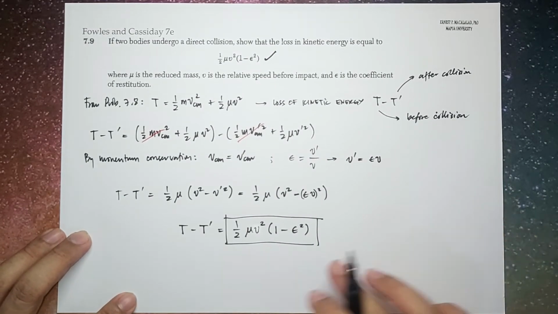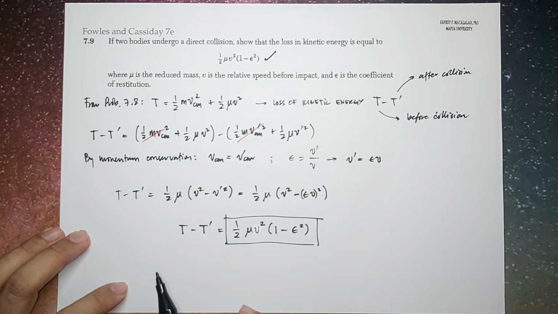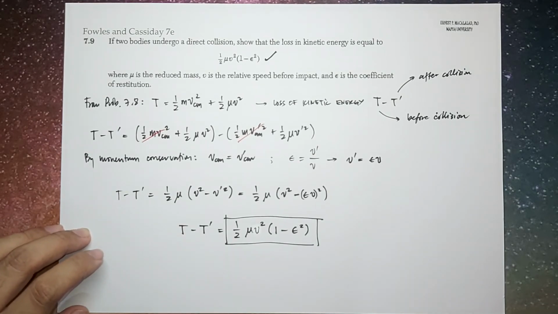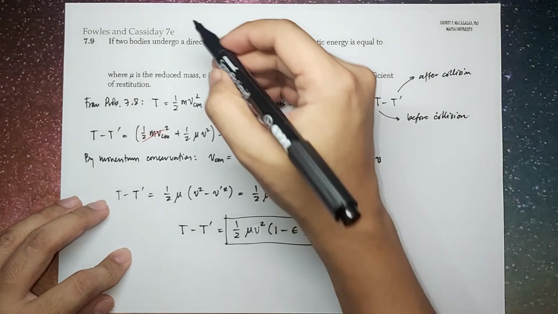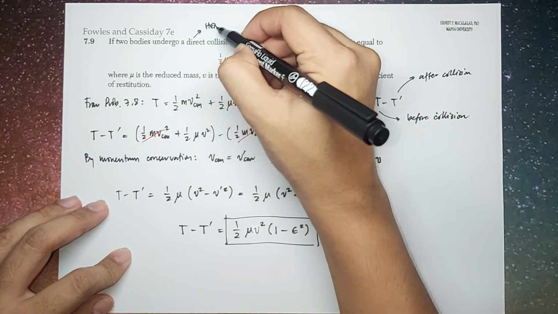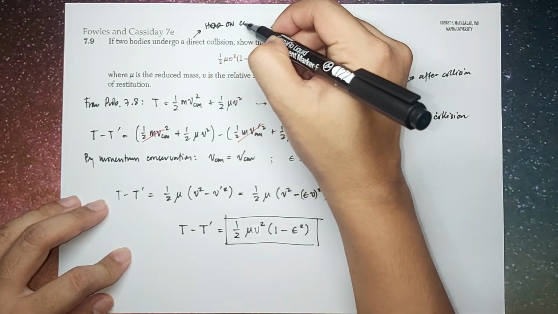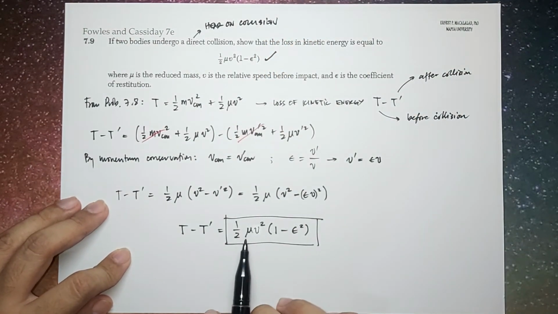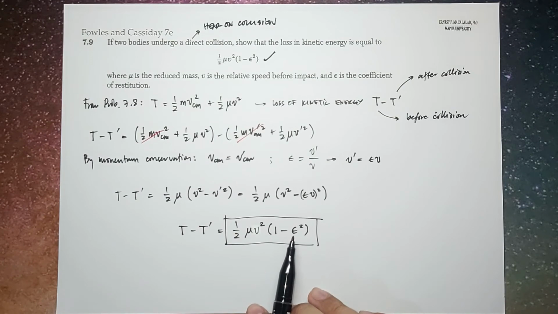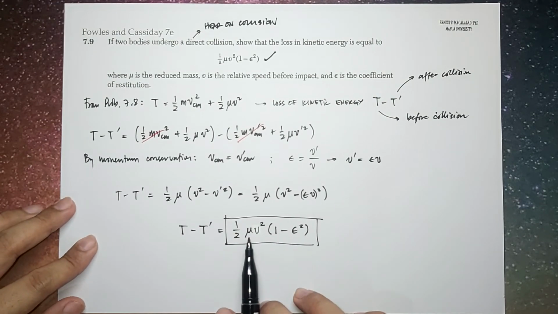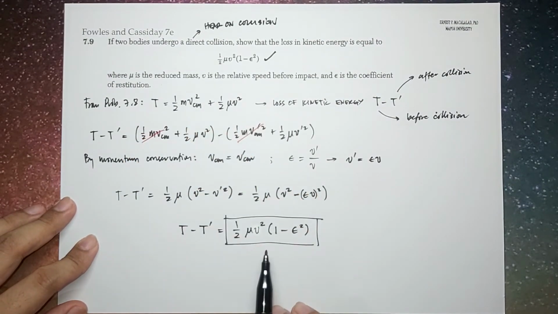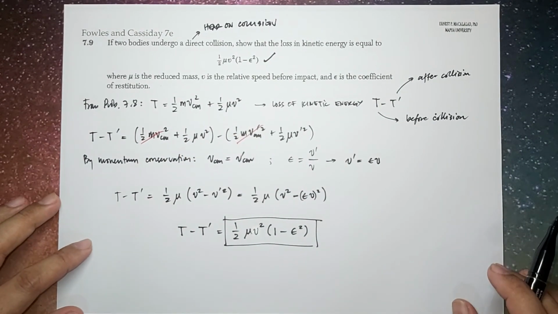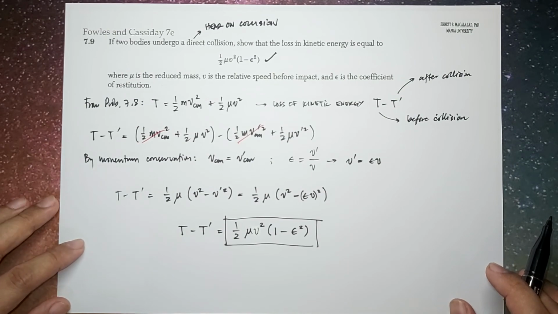So again, the loss of kinetic energy when two bodies are undergoing direct collision, and when you say direct collision, this means a head-on collision, is given by 1/2 mu v squared times 1 minus epsilon squared, where mu is the reduced mass, v is the relative speed before impact, and epsilon is the coefficient of restitution.